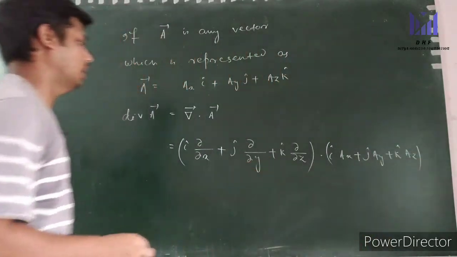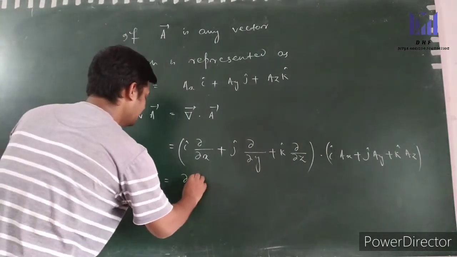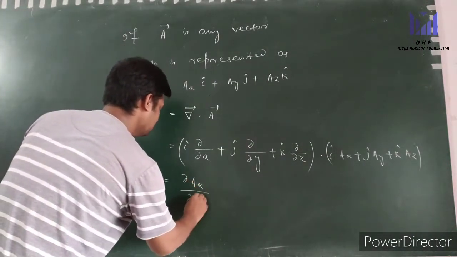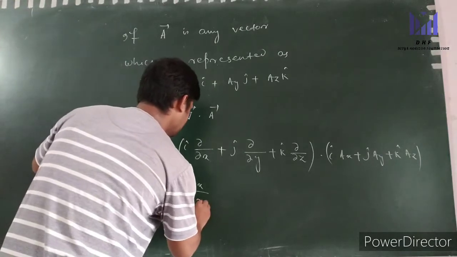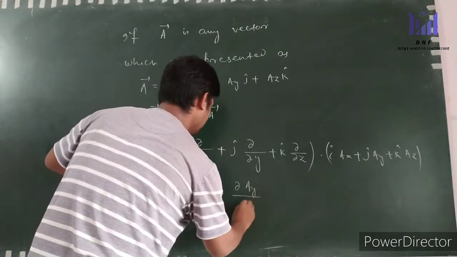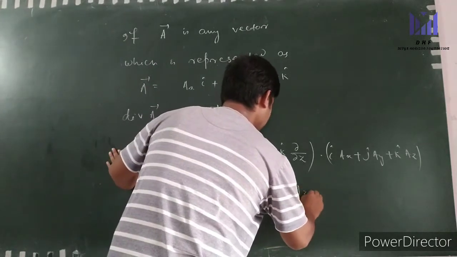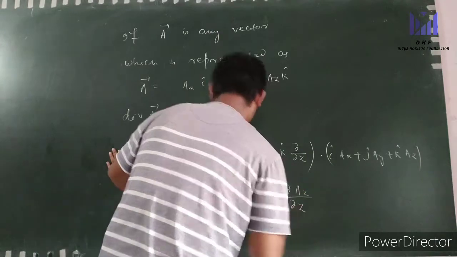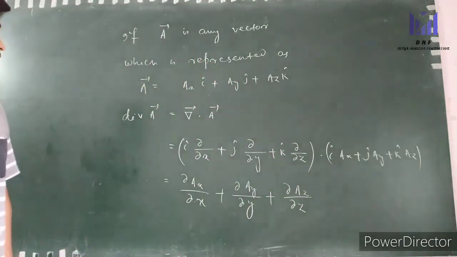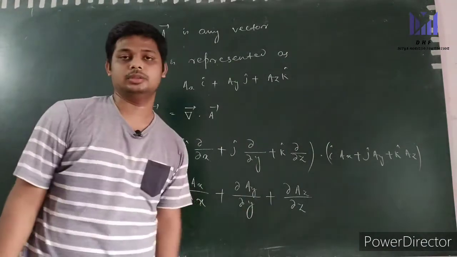And if we take the dot product, we will get del ax by del x plus del ay by del y plus del az by del z. So this is the expression for divergence of a vector.